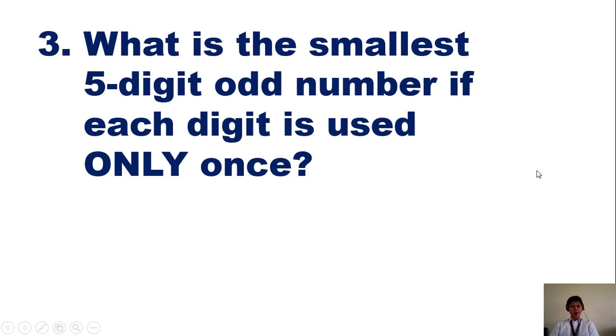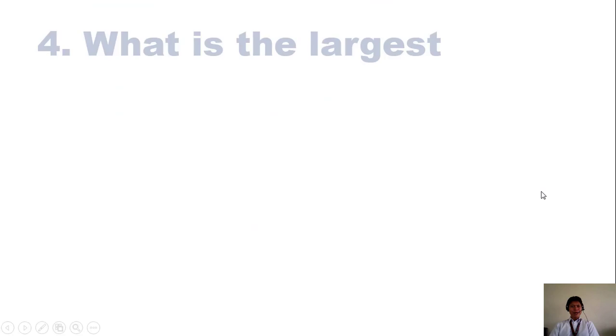Okay, how about number 3? What is the smallest 5-digit odd number if each digit is used once? Okay, so since you cannot repeat the digit, we start with 1 because we cannot start with 0 again. So it is 1 followed by 0, and then because we cannot use 0 again, since each digit should be used once, we need to use 2 and 3, and then supposed to be 4, but there is a condition that it is an odd number, so we proceed to 5.